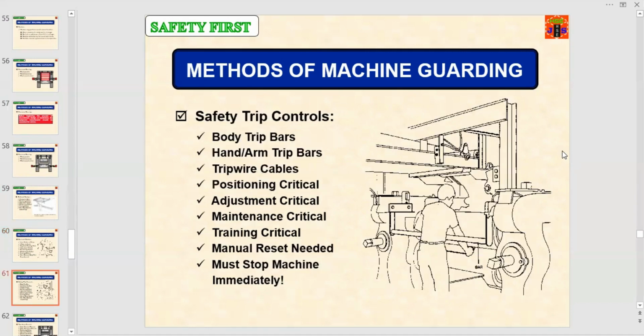Number four, safety trip controls: body trip bars, hand and arm trip bars, trip wire cables. Positioning critical, adjustment critical, maintenance critical, training critical, manual reset needed, and must stop machine immediately. This is the use of safety trip controls.